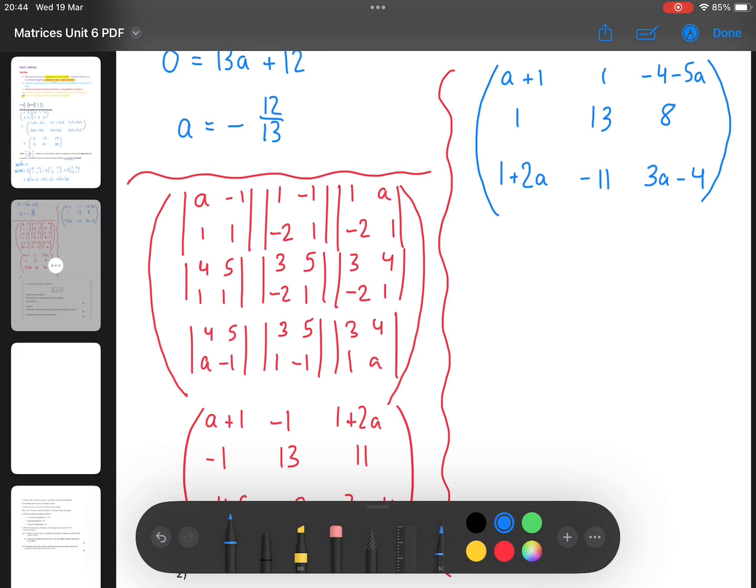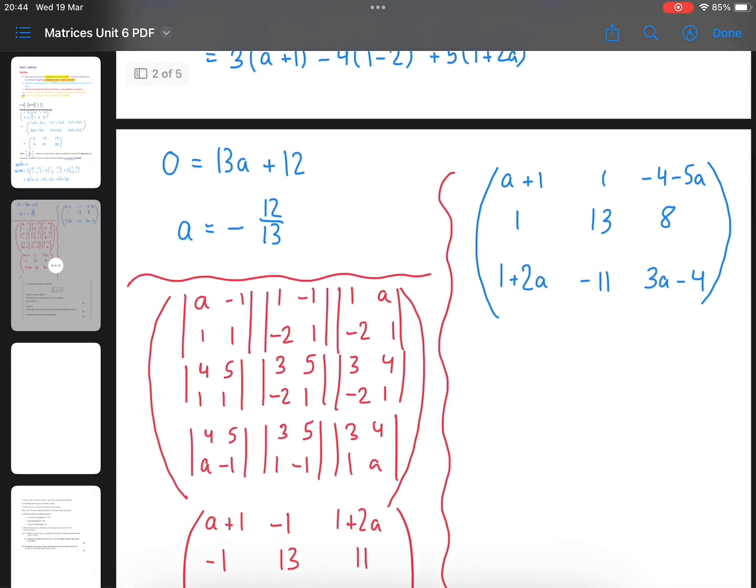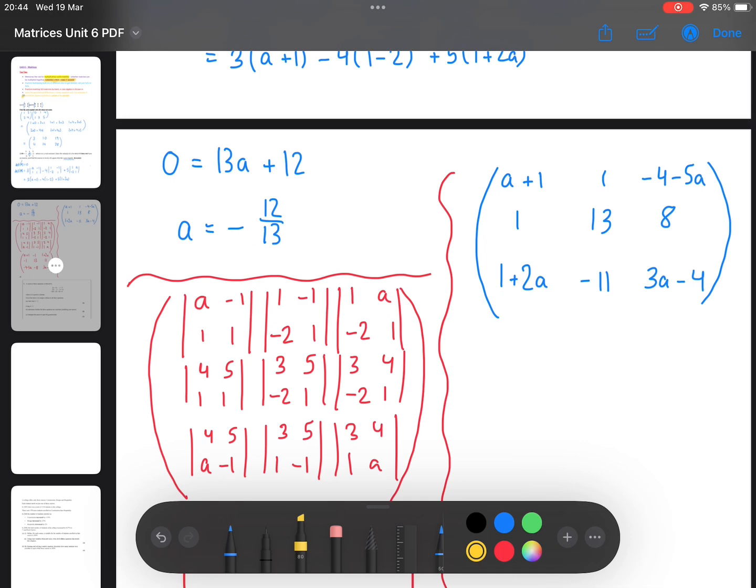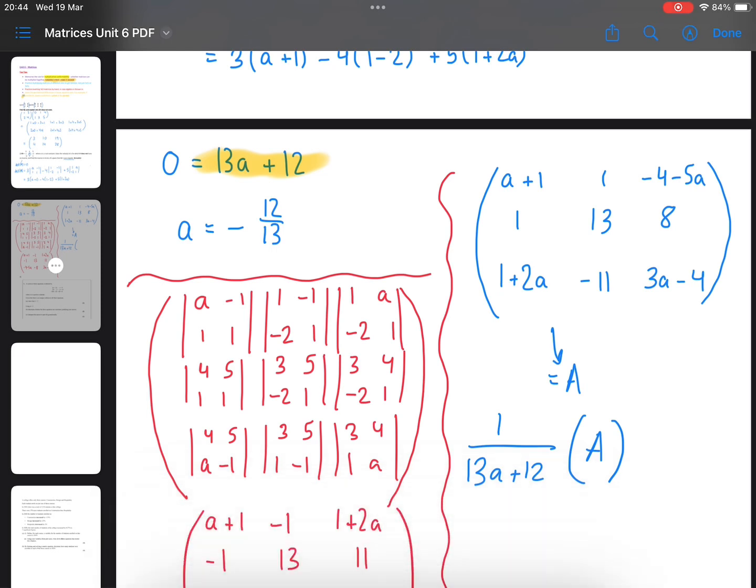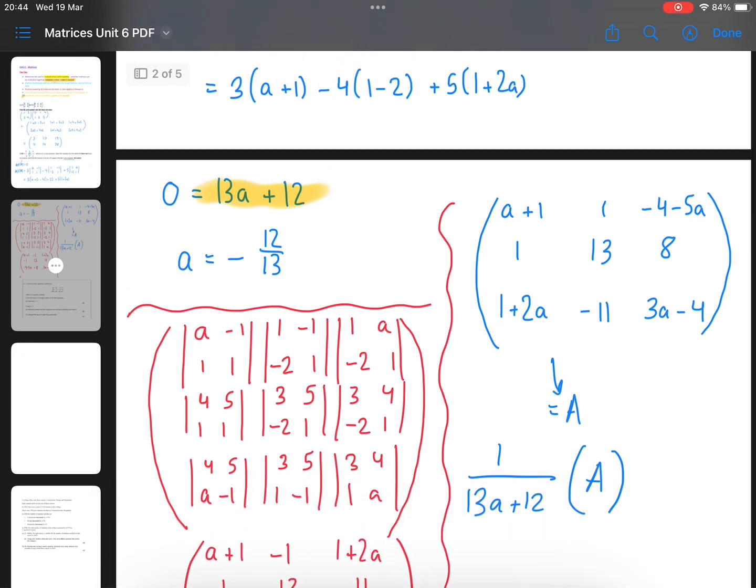And then to finish off, we simply have to multiply by 1 over the determinant, which we already said was over here, 13a plus 12. So I'll just let this equal A. And then it's going to be 1 over 13a plus 12 times the matrix A. That is the inverse matrix of the one they've given us.